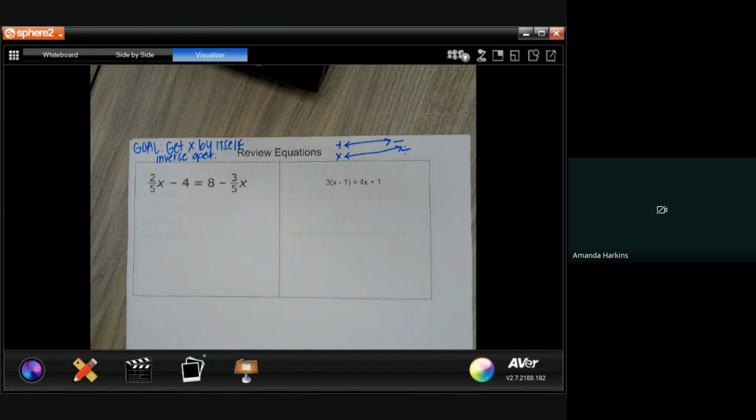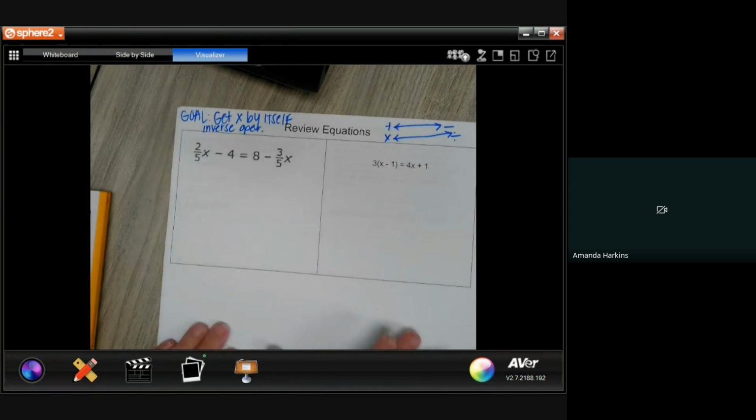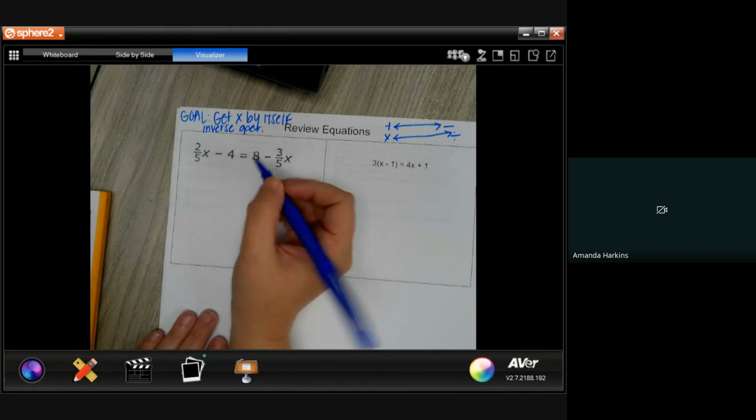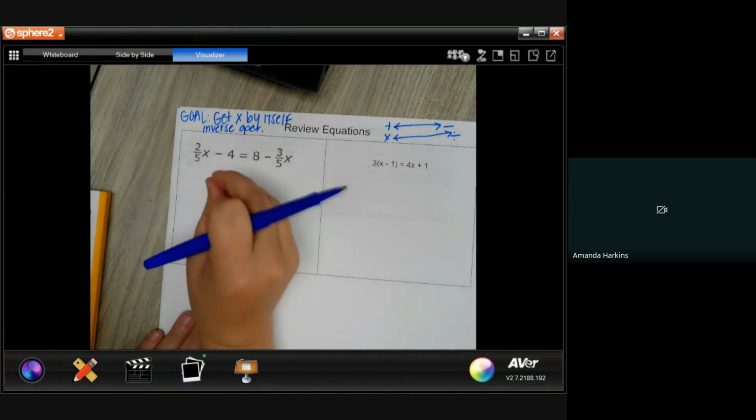If you have access to a calculator or to Desmos, that's going to be helpful. But if not, it's really okay. Okay, so we're going to go ahead and start solving together. So first, we want to bring our constants together.